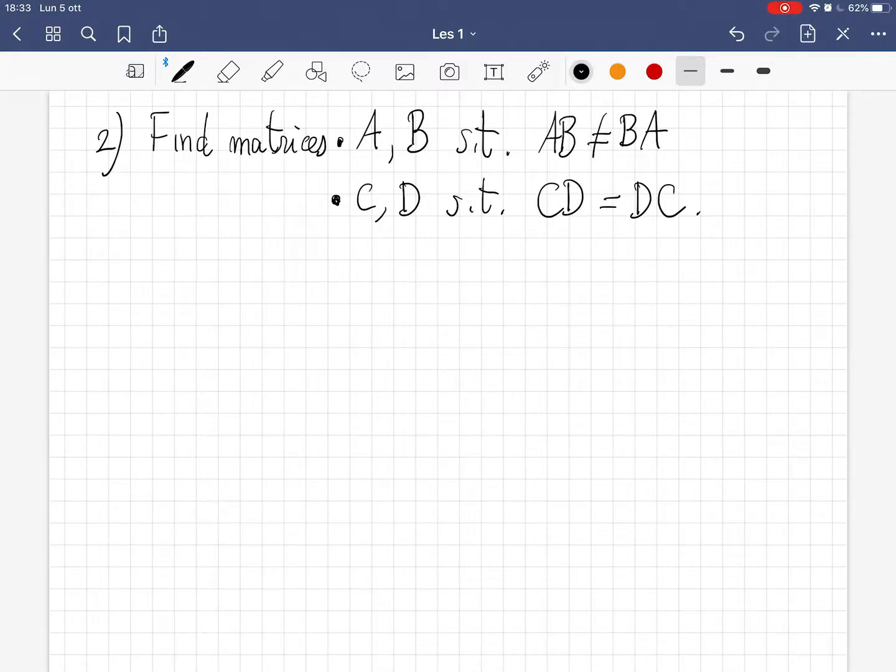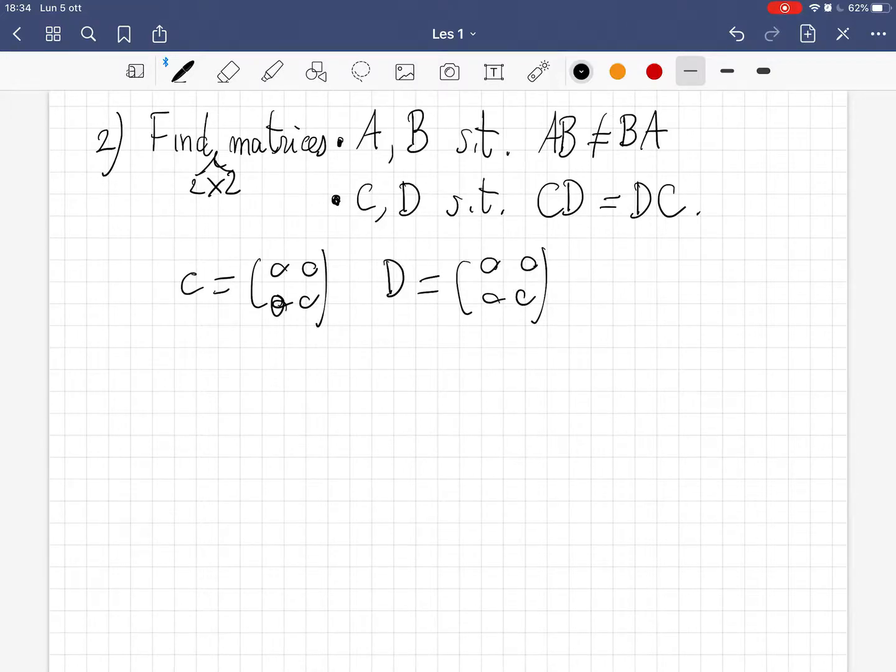So there are very easy examples you can make here. I'll show you some. I didn't specify the dimensions, but let's find 2 times 2 matrices just to keep it simple. As for C and D, it's very easy actually. If you take, for example, C to be just zeros, and D to be again just zeros, then it's obvious. CD is again equal to DC, and it's the same thing.